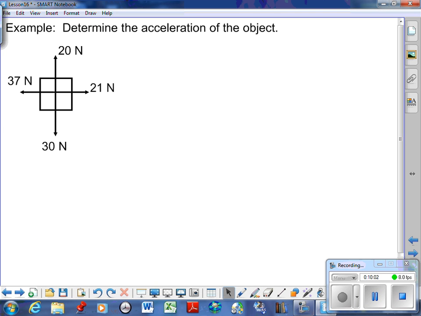Determine the acceleration of the object. Remember, acceleration is a vector, so we need magnitude and direction. For this one, all the numbers are given to us here. So what I would say is that the unbalanced force is equal to the forces in the x direction plus the forces in the y direction.